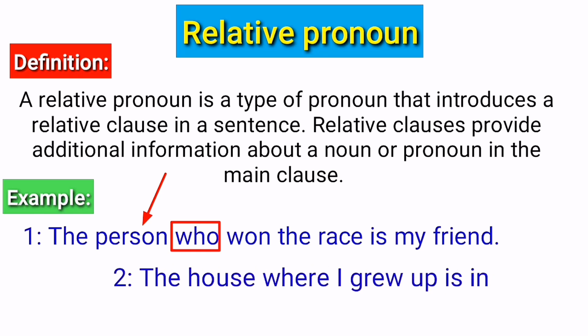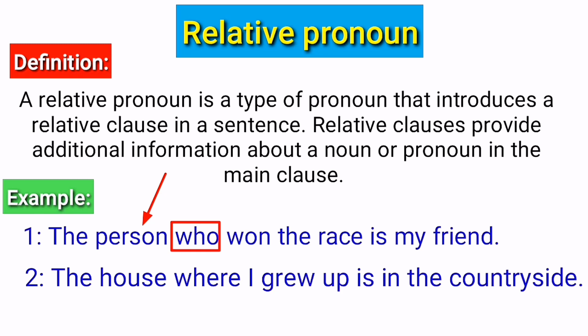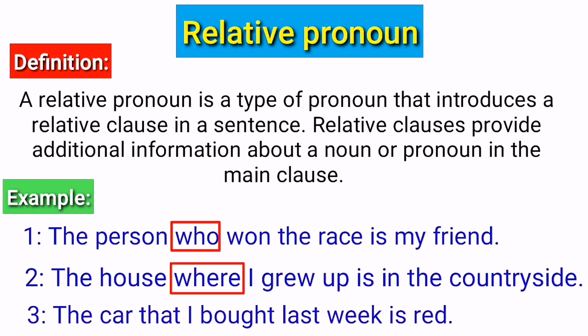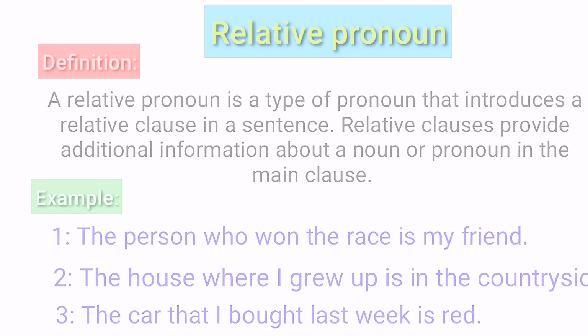"The house where I grew up is in the countryside." The relative pronoun, where, introduces the relative clause, where I grew up. It gives more information about the noun, house, in the main clause. "The car that I bought last week is red." The relative pronoun, that, introduces the relative clause, that I bought last week. It provides more information about the noun, car, in the main clause.